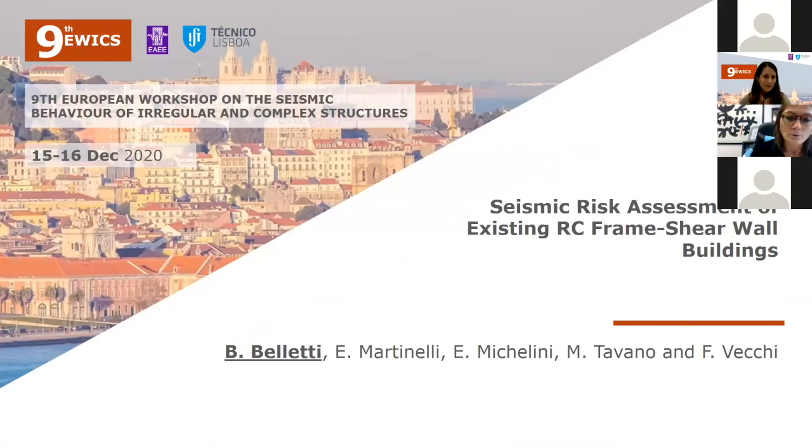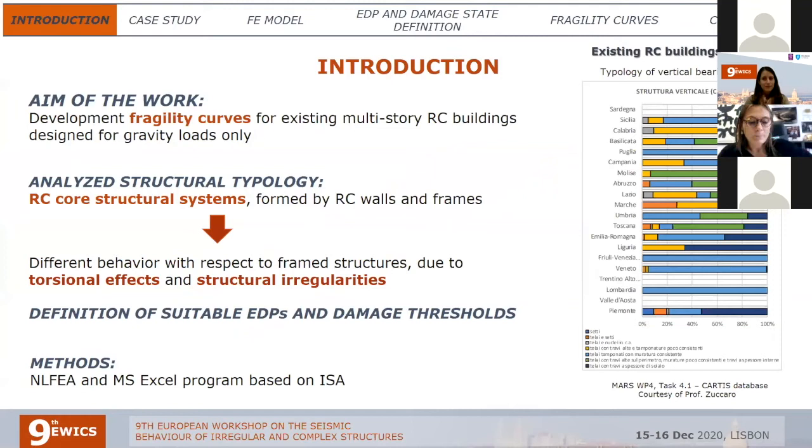Good afternoon, everybody. Thank you very much. My presentation today is about irregularity of reinforced concrete core structural systems. As you can see on the right, in Italy we can have a quite common situation of reinforced concrete frames with reinforced concrete walls and cores, which are designed only according to pre-seismic code, so only for gravity loads.